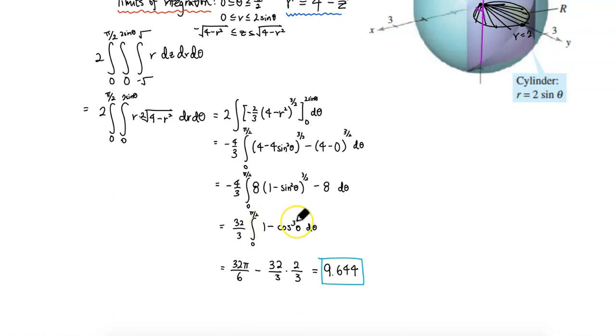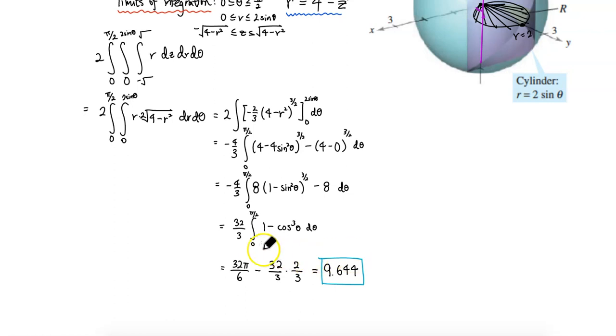And then integrating cosine cube requires us to use Wallis's formula, and if you check back, you will see that the integral from 0 to pi over 2 of cosine cube theta is actually 2 over 3. So in the end, the approximate value with our calculator rounded to 3 decimals is 9.644.